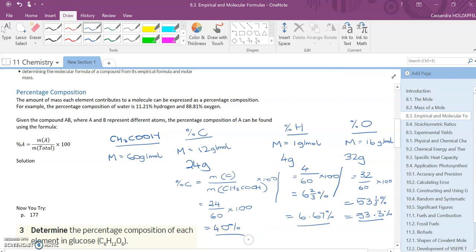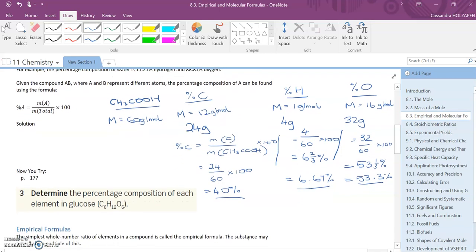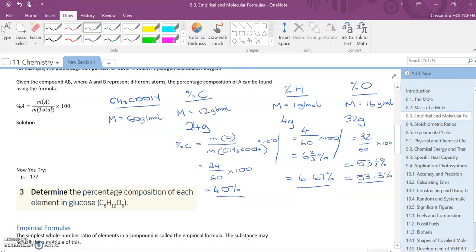Okay, so those are my relative percentage compositions of each of the elements in CH3COOH. All right, I want you guys to have a go now at this question 3 on page 177. So I want you to determine the percentage composition of each element in glucose. So what I'm going to do, I'm going to work out the answers off camera, and then I'm going to pop up the solution. So if you want to pause the video now so that you can have a go, and then I will give you the answers after the break.